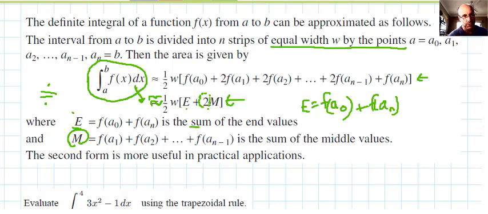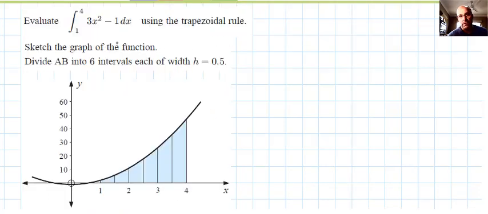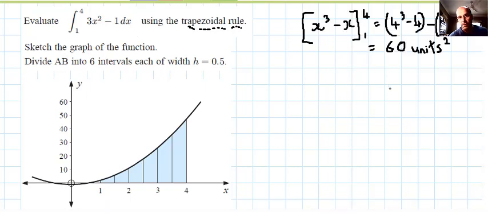Starting with a fairly easy one, and look, a lot of people could just do this with definite integration, but we're going to start with an easy one, okay? So maybe you wouldn't use the trapezoidal rule on this one, but this will show that you get a pretty close answer to the true answer. So as a touchstone, I've just calculated the true area. It's going to be 60 units squared, and let's see how close we go.